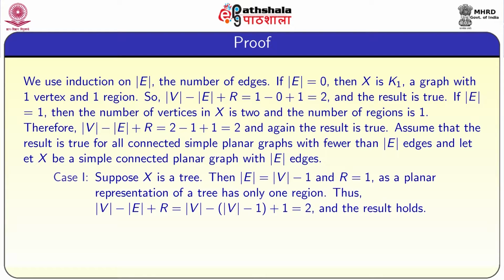Case 1, suppose X is a tree, then |E| is equal to |V| minus 1 and R is equal to 1, as the planar representation of a tree has only one region. Thus, we have |V| minus |E| plus R is equal to |V| minus (|V| minus 1) plus 1, which is equal to 2. So, the result is true.